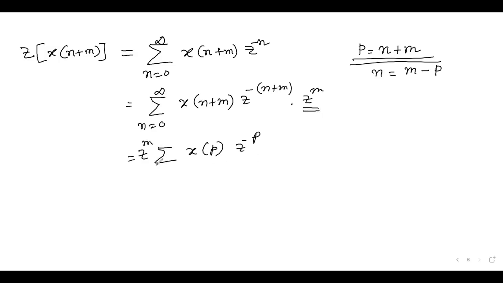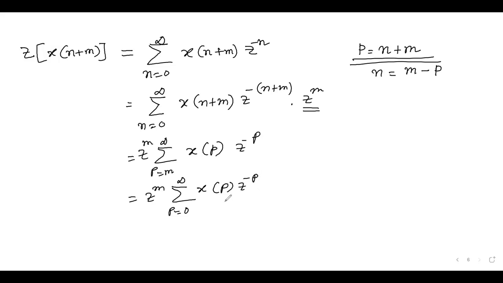And what will be the summation formula? When n equal to 0, p equal to m. And when n equal to infinity, p equal to infinity. Okay? So that means here the sum will run from p equal to m to infinity. That means this is z to the power m. So you have to introduce p equal to 0 to infinity, x of p z to the power minus p.